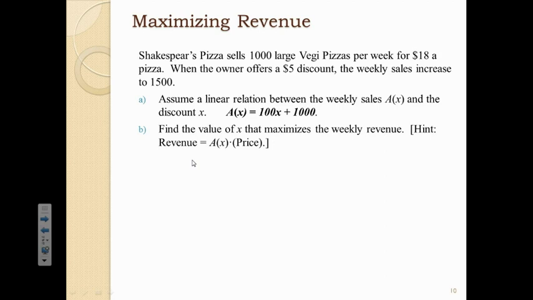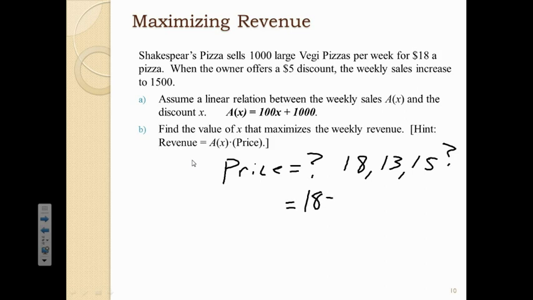It's different depending on the discount, right? Well, sure. If we look at this price, what's that going to equal? Well, if there's no discount, it's 18, right? If we had a $5 discount, then it would be 13. If we had a $3 discount, then it would be 15. Well, how do we know what this is? Well, we need to put an x in here somehow, right? And if x is the discount, the price is going to be 18 minus the discount.